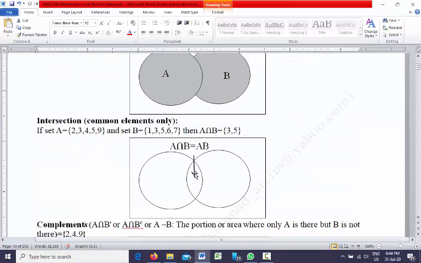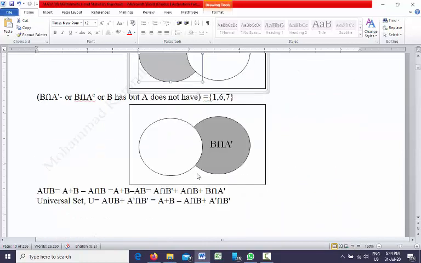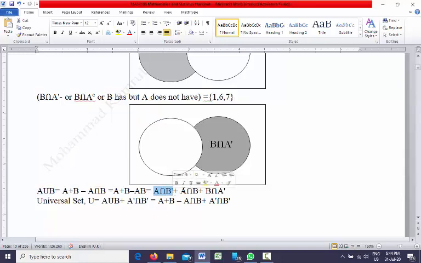Then we will add the area where both A and B are there, and then we will add the area where only B is there, B intersection A prime. So another formula for A union B is A intersection B prime, that means only A is there, and then both A and B, that is A intersection B, and here B intersection A prime, that means only B is there, right.